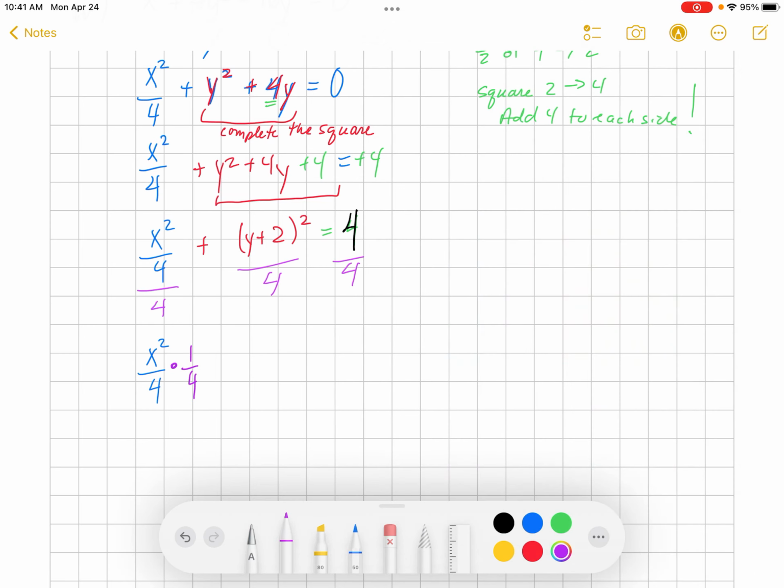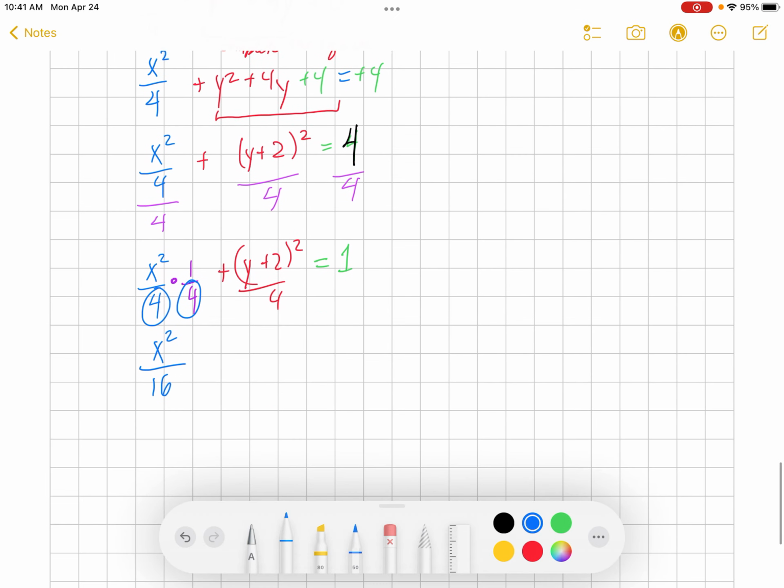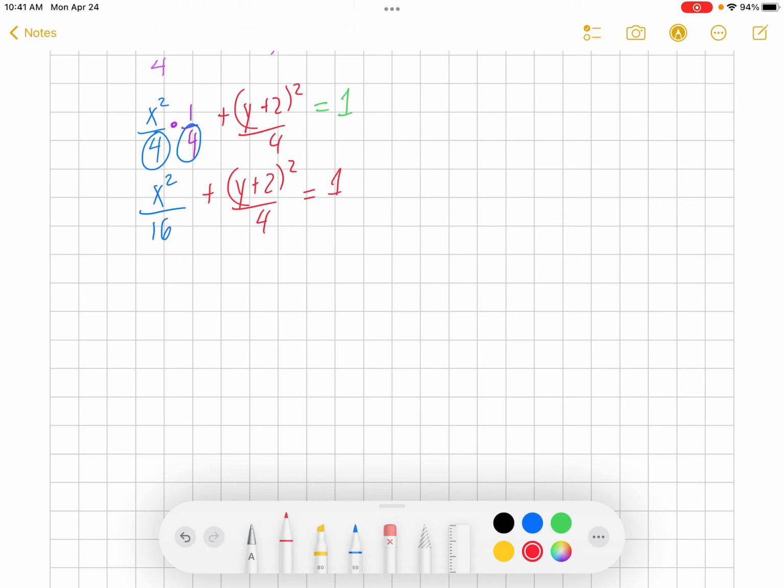So we get x squared over 4. And keep in mind that dividing by 4 is the same as multiplying by its reciprocal, which is 1/4. So we have x squared over 4 times 1/4 plus y plus 2 squared over 4 equals 1, right? 4 over 4 is 1. So we can rewrite this as x squared over 4 times 4, that's 16, plus y plus 2 squared over 4 equals 1. So I have it now as an ellipse, kind of a more standardized form.